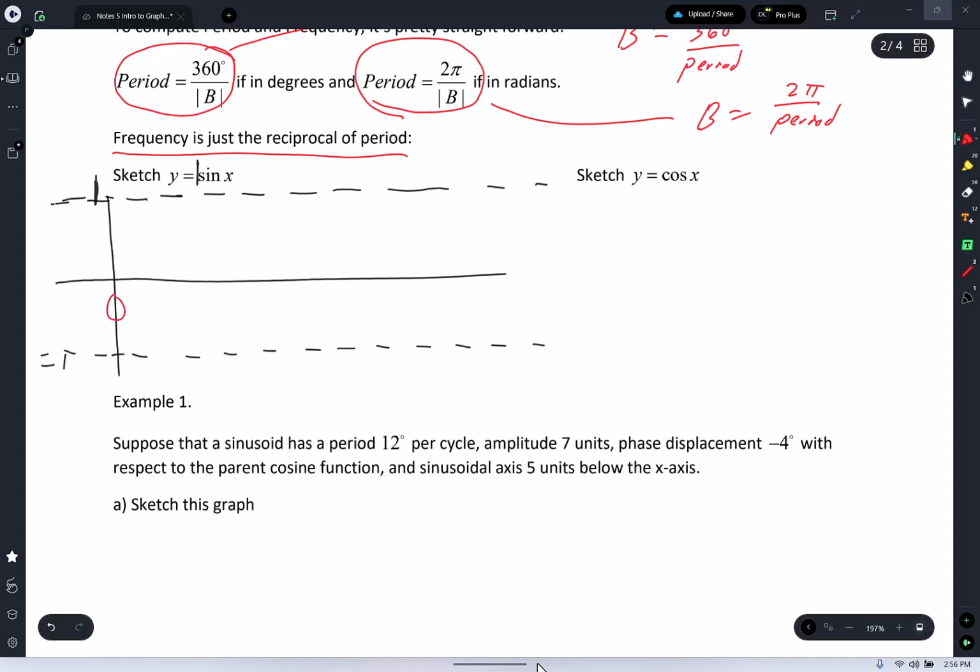You guys like degrees, so I'm going to start at 0 degrees. I'm going to call this guy -90 degrees. I'm going to call that guy 90 degrees. 180 degrees. 270 degrees. 360 degrees.